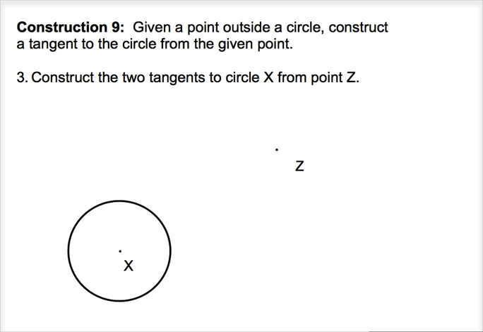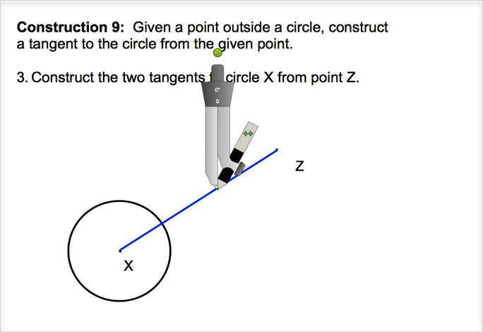Construction 9. Given a point outside a circle, construct a tangent to the circle from the given point. Okay. I already have the circle X listed and even point Z. So if I want to do this construction, the first thing I need to do is draw a segment connecting the center of the circle to point Z. After that, I want to find the midpoint of segment XZ.